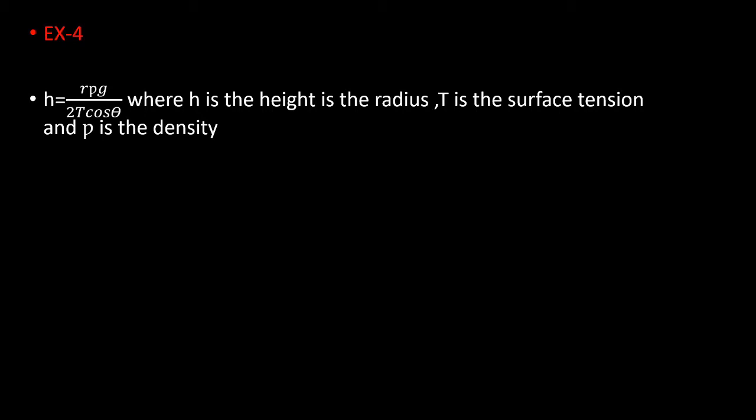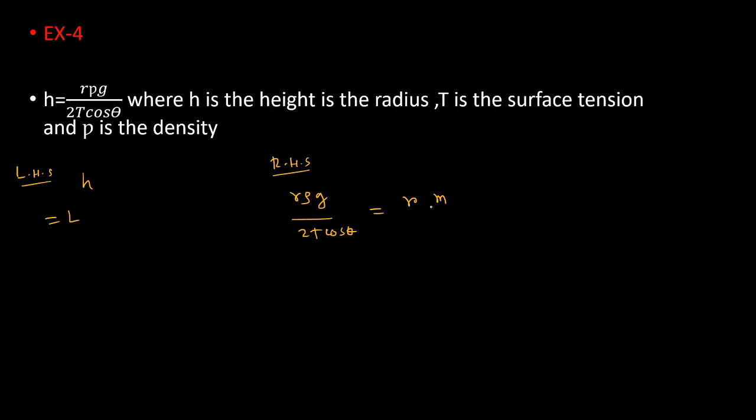Now again I will take the left hand side, because I need to check whether this equation is correct or wrong. From the left hand side, this is H, and the dimension of H is L. Now I will take the right hand side, which is R rho g by 2T cos theta. So what will be the dimension? What is R here? And rho is the density.